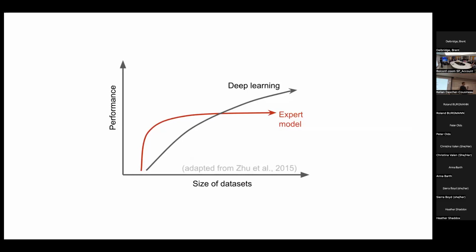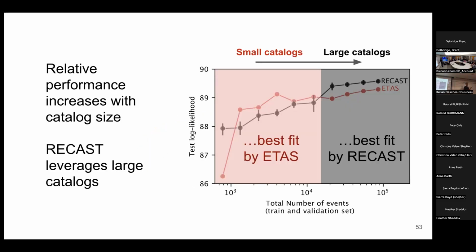Is there physical meaning behind why ETAS works better for small catalogs and recast for bigger ones? Is there something about the process that you've learned? Maybe this is a question for later, but there must be a reason why people should use this. Yeah. So you'd think you could always do better, right?